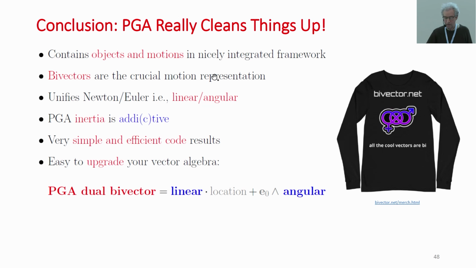Objects and motions in a nicely integrated framework. Bivectors are the crucial motion representation. We unify linear and angular. The inertia is additive, which is addictive. They're very simple and efficient code results. You've seen some of that. And it's easy to upgrade to it, so why wouldn't you?